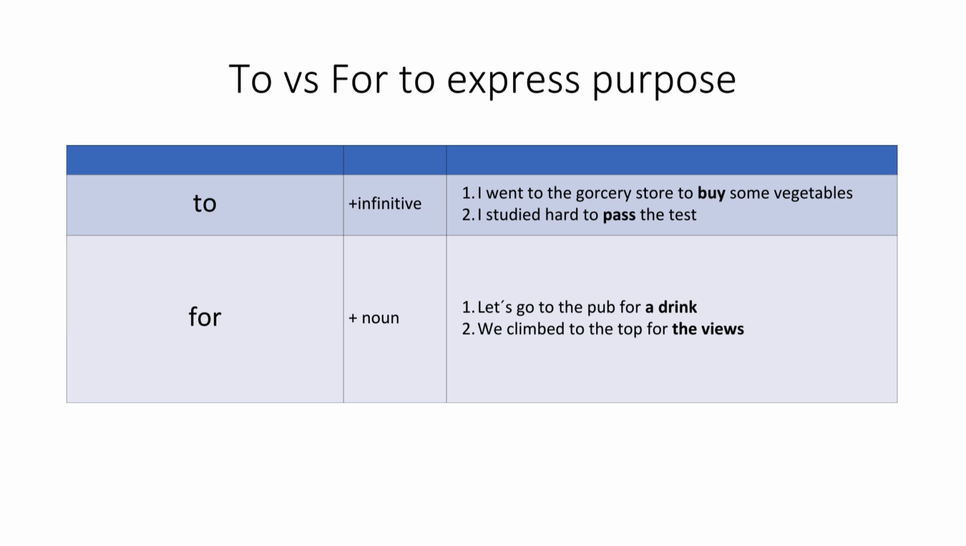In this case, I have some examples here for you. In the case of the word to plus infinitive, I went to the grocery store to buy some vegetables and I studied hard to pass the test. And in the case of the word for plus noun, you can say, let's go to the pub for a drink, or we climb to the top for the views. In this case, a drink and the views are nouns. And you indicate the purpose of those actions using a noun in combination with the word for.